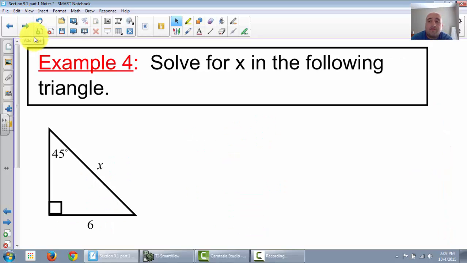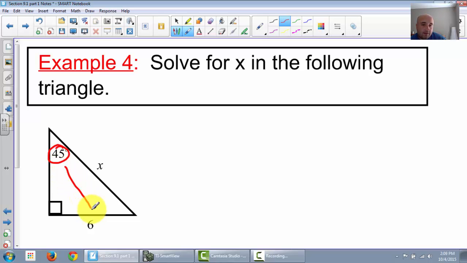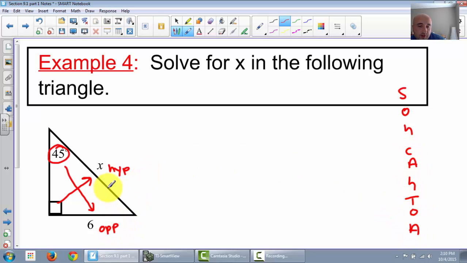Now this one says solve for x in the following triangle. Once again, my x is up here now though. So I'm going to label my triangle. My theta is 45. Across from 45 would be the opposite. And then across from the 90 would be the hypotenuse. So which of our 3 trig functions, I'm going to write it down again, SOH, CAH, TOA, uses opposite and hypotenuse? Hopefully you see that it's sine.